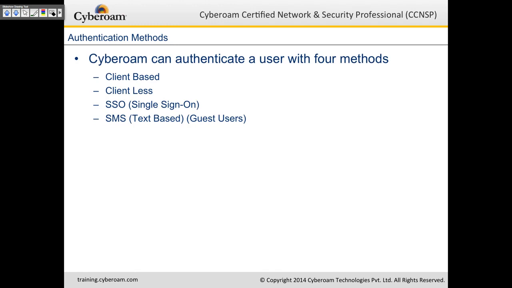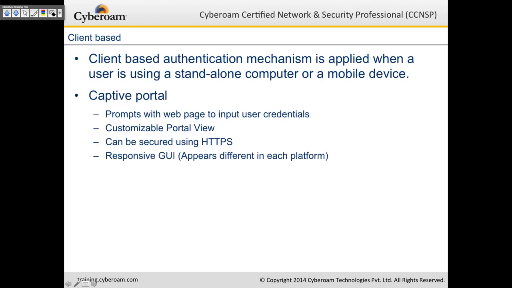So Cyberoam can authenticate a user with four methods: client-based, clientless, single sign-on, and SMS or text-based authentication for guest users. The first type of client-based authentication is captive portal, which is nothing but a login page. So when you start to browse, immediately you get a login page which prompts with a web page to input your user credentials, which you can customize with your company logo and different colors. And you can also secure it using HTTPS rather than going with the default HTTP captive portal. And most importantly, you've got a highly responsive GUI.